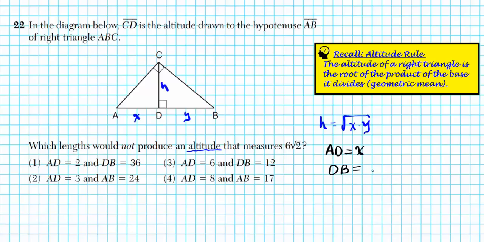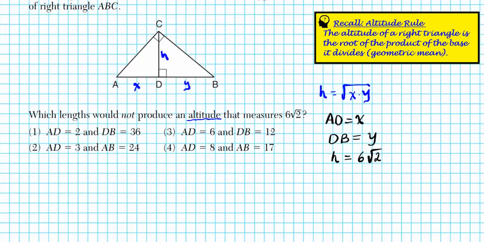This is the formula we're going to use to figure out the solution to this problem. Let's note that segment AD is X, and DB is Y. And CD is our altitude, which is H. Which will not produce an altitude that measures 6 root 2? H is expected to be 6 root 2. So we're going to take the different options provided here and use them to see if they satisfy this equation and produce a result of 6 root 2.